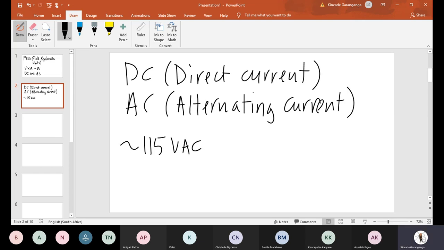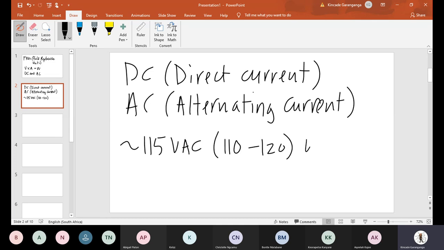VAC would be short for volts of alternating current. So that sign that you see just in front of your 115 is literally representing an approximation. Normally you find that this actually ranges from about 110 to 120, roughly, as far as your basic setup is concerned. So this is what the states use. In the USA, they use this particular numeric value as far as your volts of alternating current is concerned. That is what is supplied to the sockets as far as power is concerned.